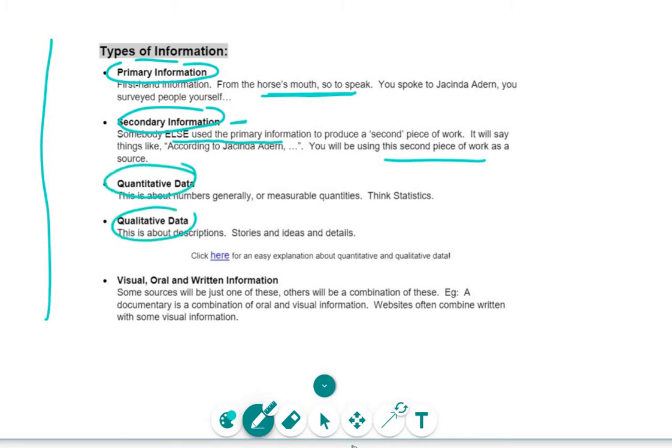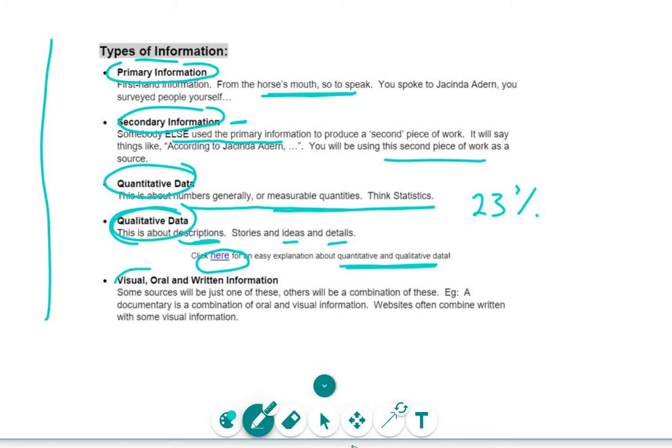Quantitative data and qualitative data. It's great to have some stats there. Okay, 23% of people believe, 4 out of 5 people say, and so on. So that's that quantitative data, but also the qualitative. So that's your descriptions, your ideas, your details. Now I do recommend clicking on this link to get a better explanation of what this is. And then of course you've got visual, oral and written information. Remember, you've got to have some combos there as well.